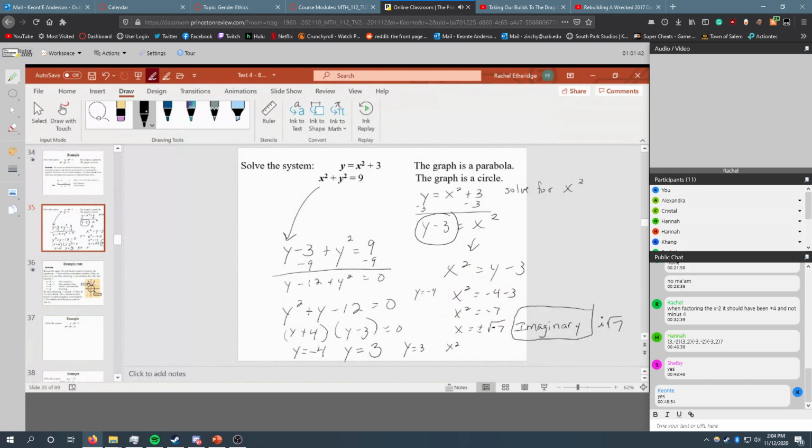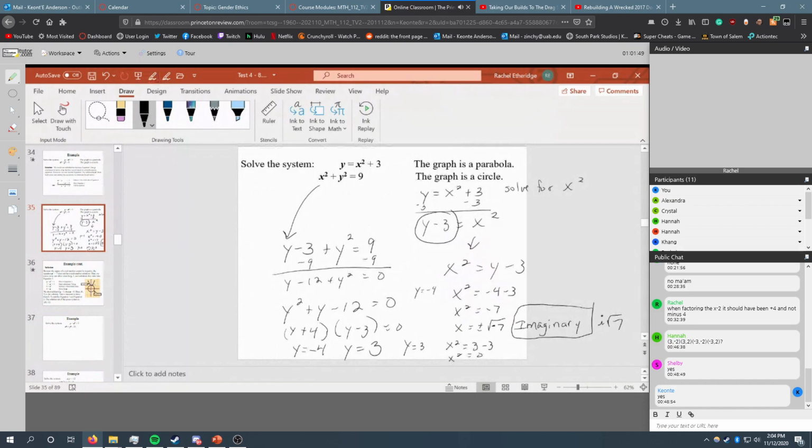So x squared equals 3 minus 3, so x squared equals 0. That means when I take the square root, I get x equals 0. So the only answer that I have for an intersection is x equals 0 and y equals 3. I can't use that other one because it gives me the imaginary answer for x.